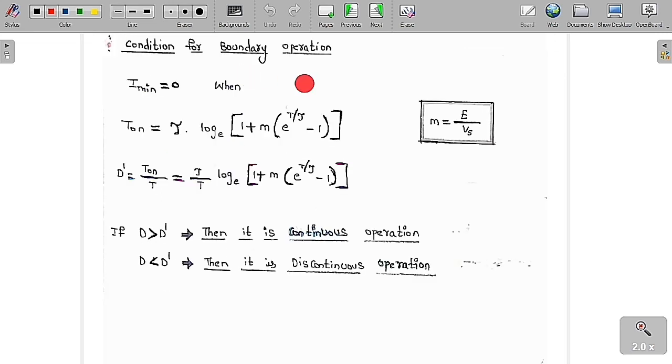So now, the condition for boundary operation. What does the condition for boundary operation mean? I want the minimum value of the current to be 0. See, we have an expression for I minimum. If you substitute I minimum equal to 0 and simplify, finally you get this equation: T1 is equal to tau into log of 1 plus m into e to the power of T by tau minus 1, with base e.